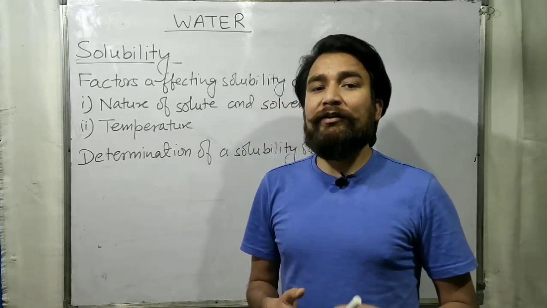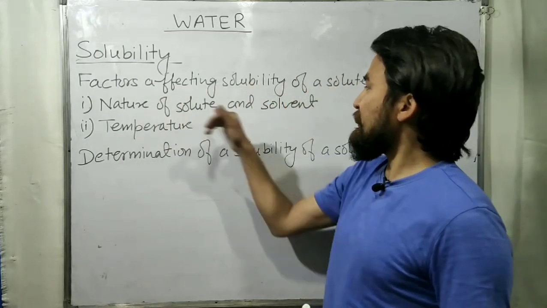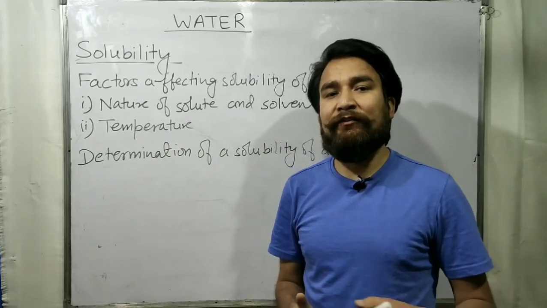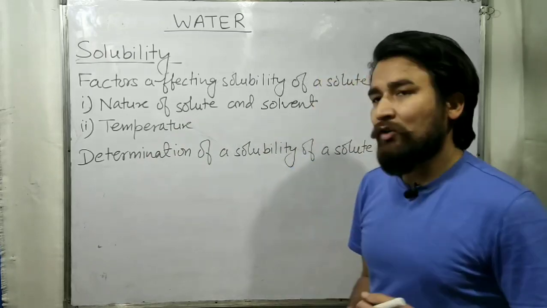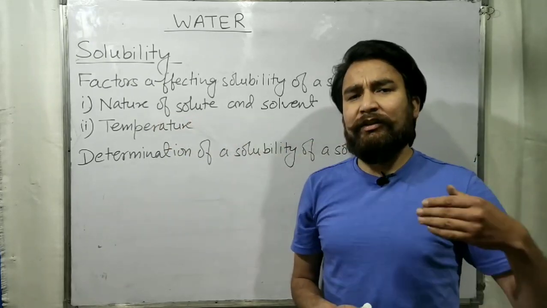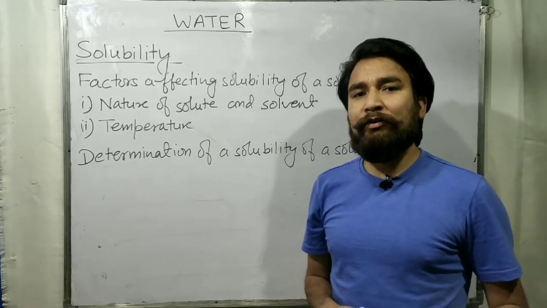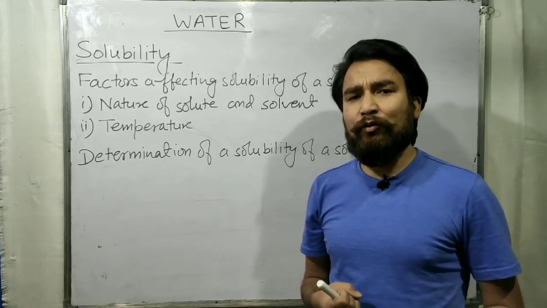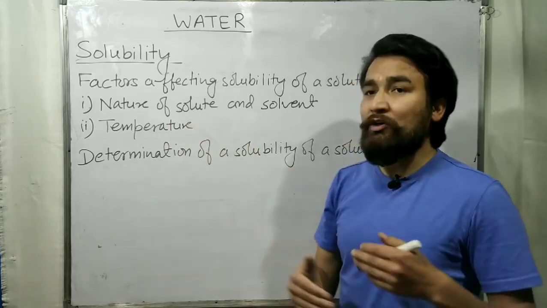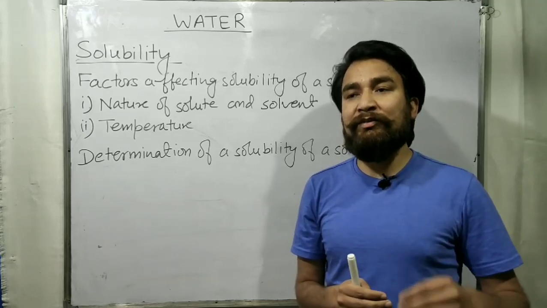The factors which affect the solubility of a solute are the nature of the solute and solvent, and temperature. So these are two factors which affect the solubility of a solute in a given amount of solvent. The first thing is nature of solute and solvent. You have seen that some solutes like salt or alcohols can dissolve in water, but some substances do not dissolve in water. It is because of the nature. It depends on the nature, meaning some substances dissolve in a particular solvent, but some don't.